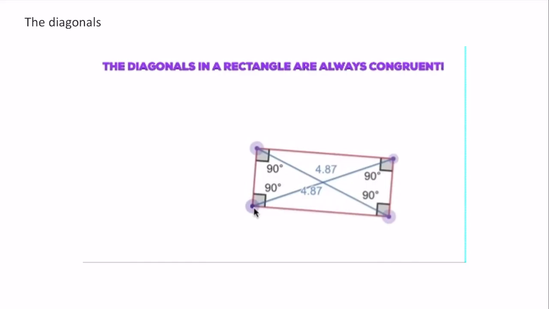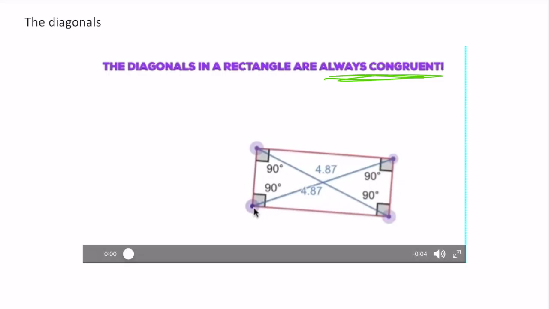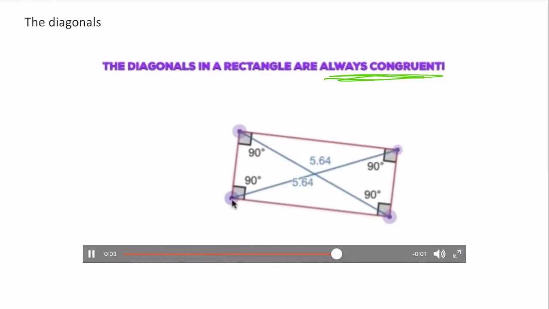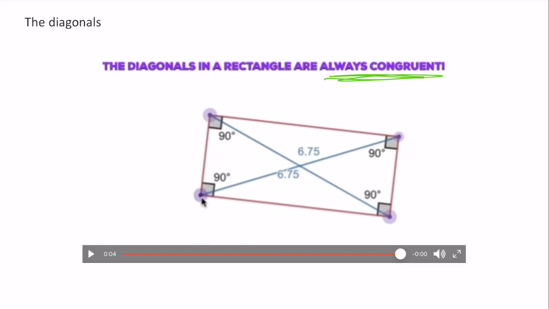The diagonals in a rectangle are always congruent, right? The 4.87 is one of the diagonals, and the 4.87 is the other diagonal. And just look, no matter what's happening, this is going to be congruent. So the whole time, they are always the same length. The diagonals are always the same length.